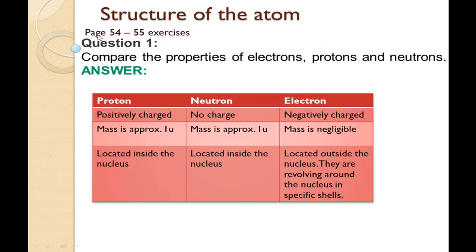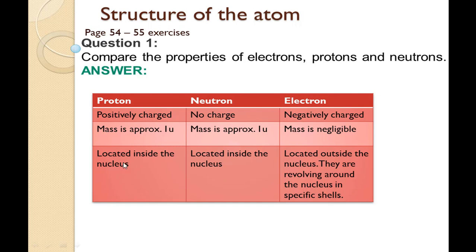It is page number 54 to 55. Okay. Question number 1. Compare the properties of electrons, protons and neutrons. So we can tabulate the properties. Proton is positively charged. Neutron has no charge. Electron is negatively charged. Now what about the mass? Proton is approximately 1 u. Neutron is also 1 u. And electrons have 1 by 2000 u. That means their mass is negligible.